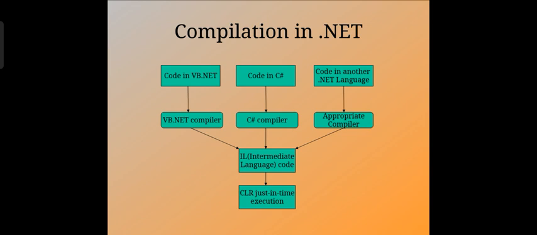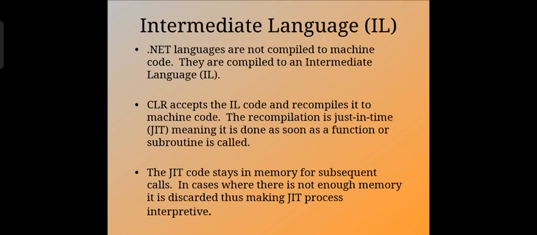How to compile in .NET? So we write the code in .NET, which is to be compiled by the compiler, and between the compiler and runtime we have an intermediate language. This is called IL, and we have just-in-time execution with the help of CLR, common language runtime. So this is the compilation process in .NET.